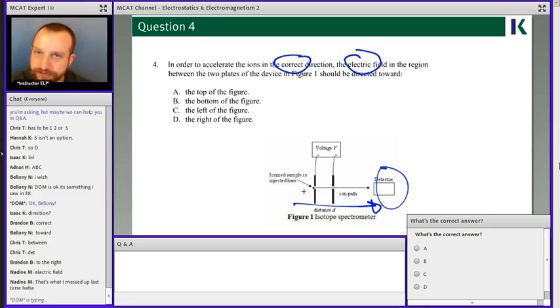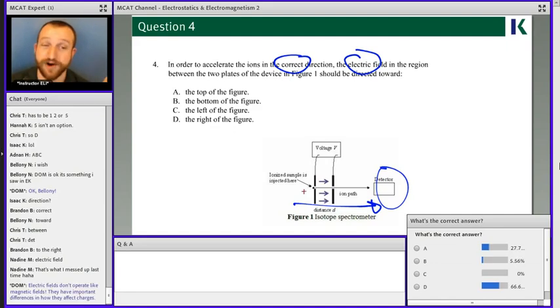Okay, electric field pushes a positive charge in the direction of the field. So we want it to go to the right. That's the correct direction. And we're moving positive ions. Well, an electric field moves positive ions in the direction of the field. So it must be what 2/3 of us have already answered with. It must be D. It's pointing towards the right. That's where it should go.